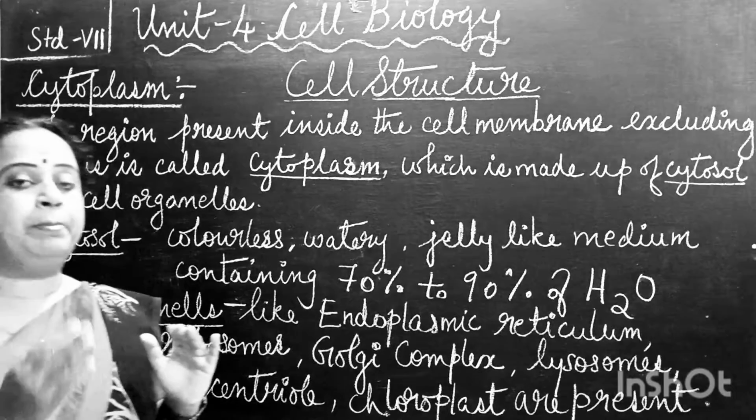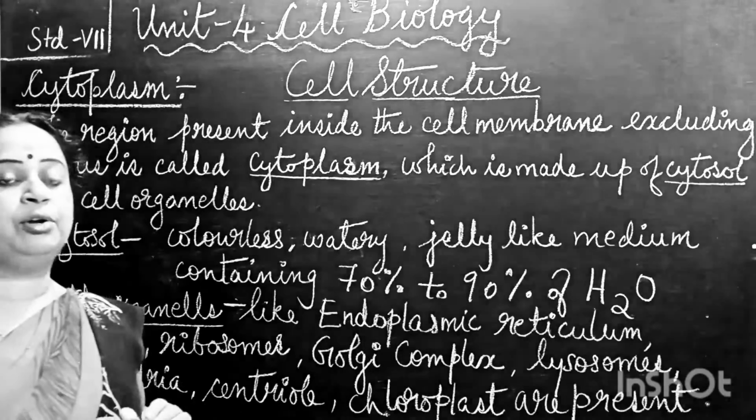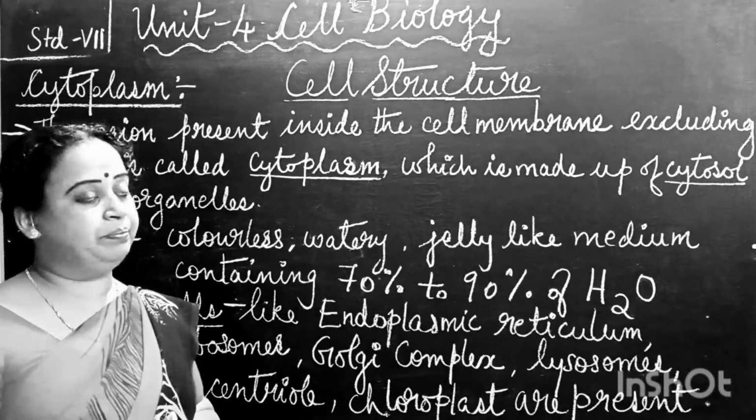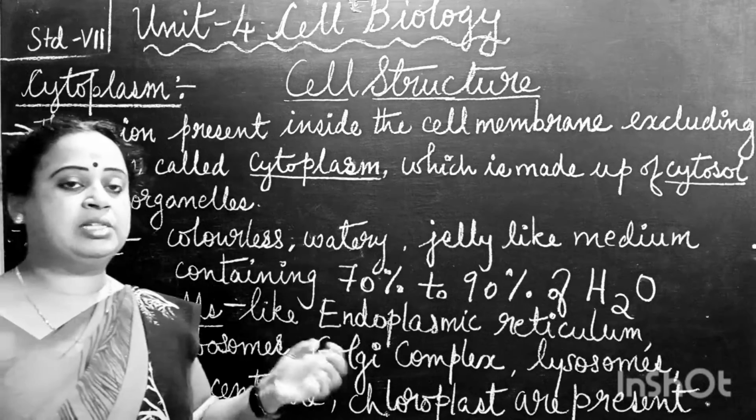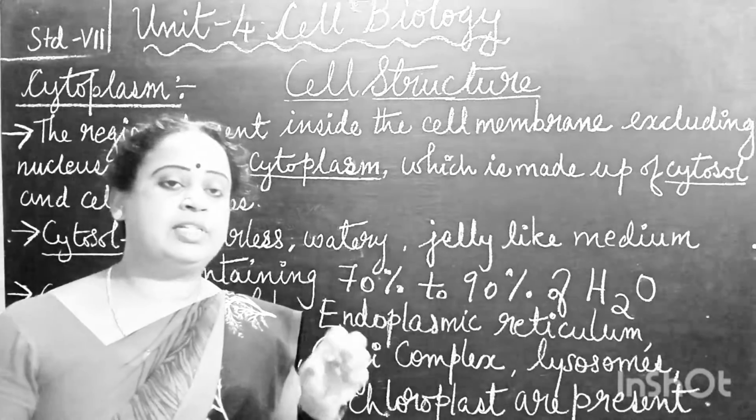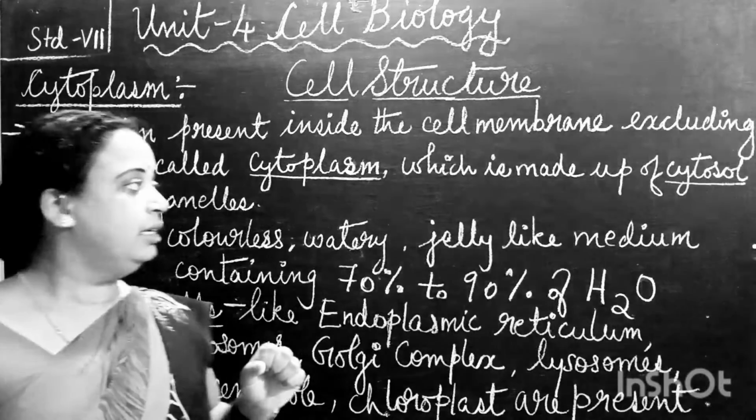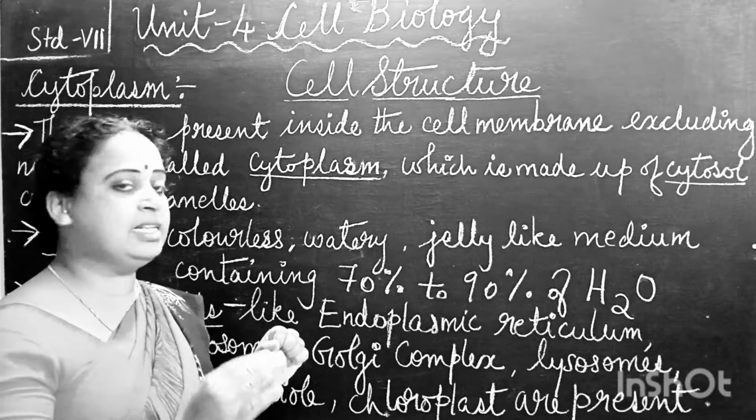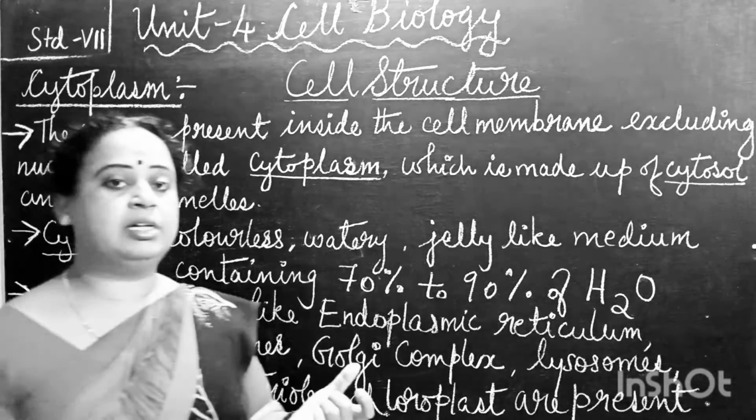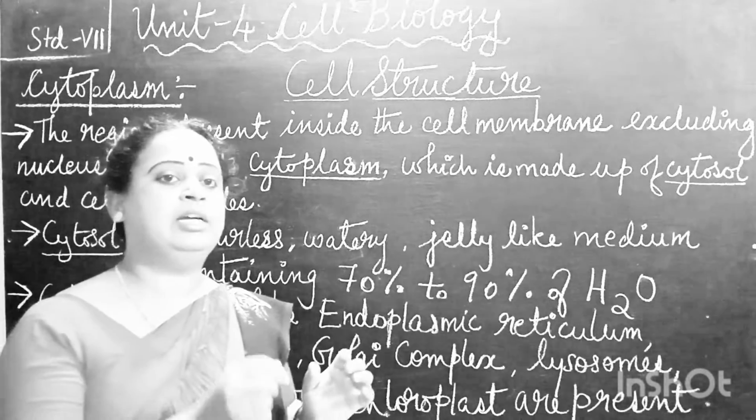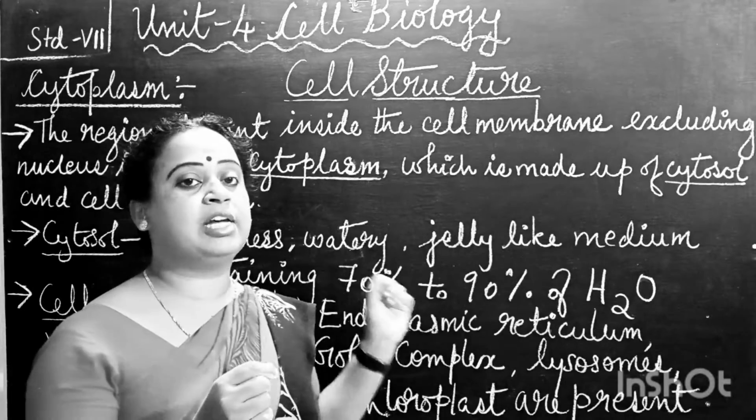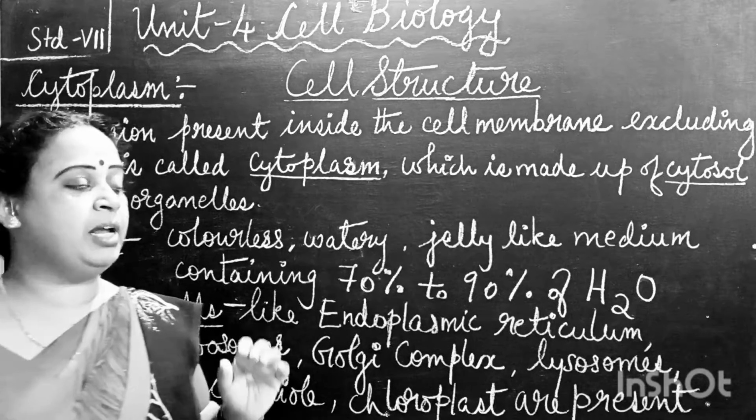Cytoplasm is the region present inside the cell membrane of a plant cell or an animal cell, excluding the nucleus. We know the nucleus is the center of the cell. So, excluding the center of the cell, the nucleus, the region present inside the cell membrane is called cytoplasm. In other words, the region present between the nucleus and the cell membrane of a cell is called cytoplasm.